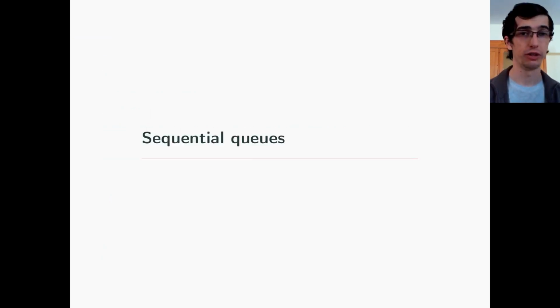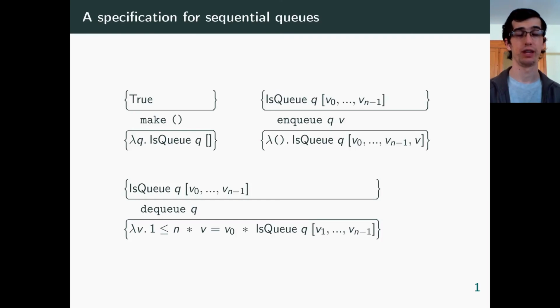Just to get familiar with notations, let's start with a non-concurrent specification. We have three operations, make, enqueue, and dequeue. We specify them using Hoare triples. A triple is made of a precondition formula, a program fragment, and a postcondition formula.